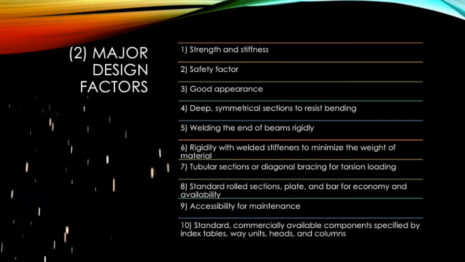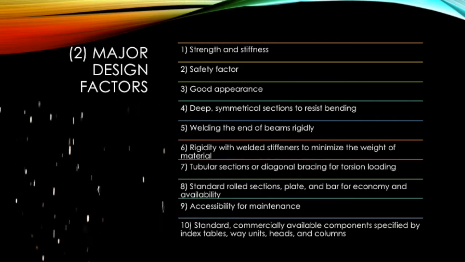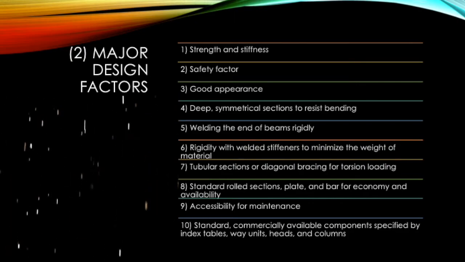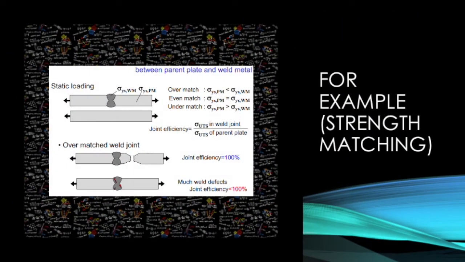So some of the factors that we need to consider are given here as 10 points. For example, if we take a look at strength matching, number one, we need to consider what should be the joint efficiency. Here is an example. You can see that we've got a matched, overmatched, even matched and undermatched system, and each of these has its own consideration, whether we should use 100% joint efficiency, etc.